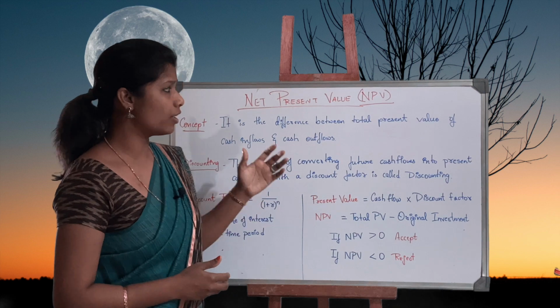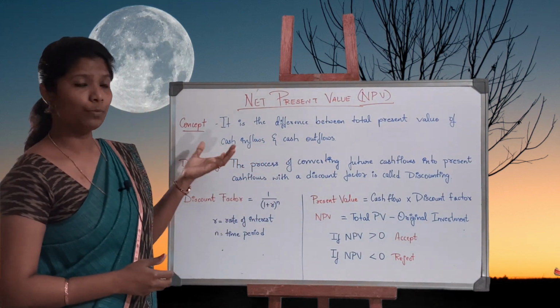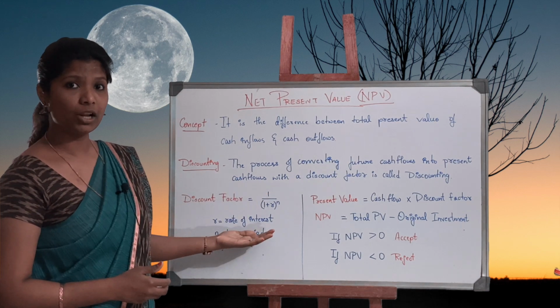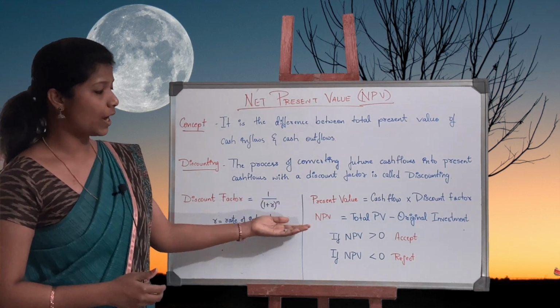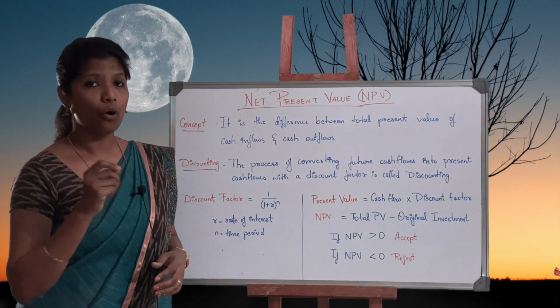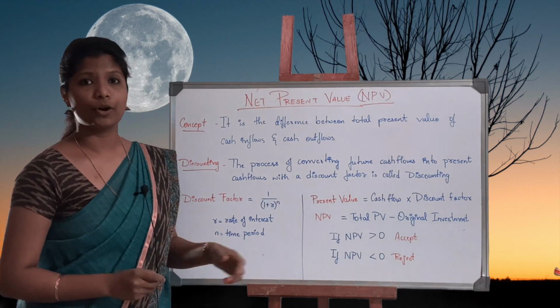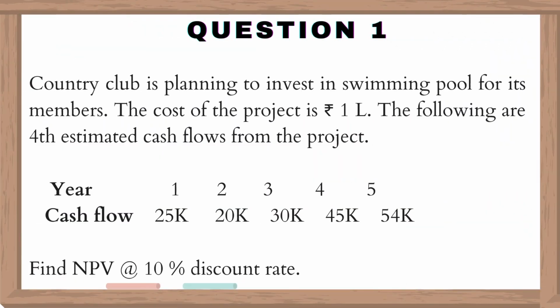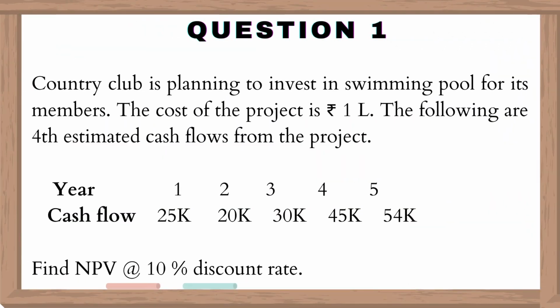Got it? So this is the concept of net present value. Hope you have understood the concept, the process of discounting. How do I find out the discount factor, present value and the net present value, and how to accept or reject a particular project based on net present value method.